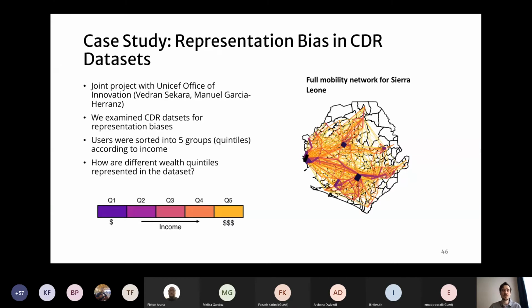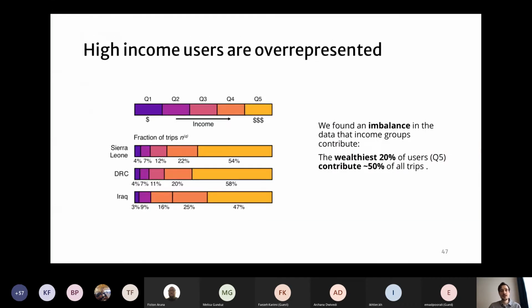but which has been shown to correlate with socioeconomic status and wealth. And the question was, how are these different groups of users represented in the data set? Are they represented equally or not? What we immediately found is an imbalance in that high income users are overrepresented. First we just looked at what fraction of trips in the data set come from which group of users. The groups of users are of equal size, so each group contains 20% of all users. But we found that the richest 20% actually contribute 50% of all trips in the overall data set.